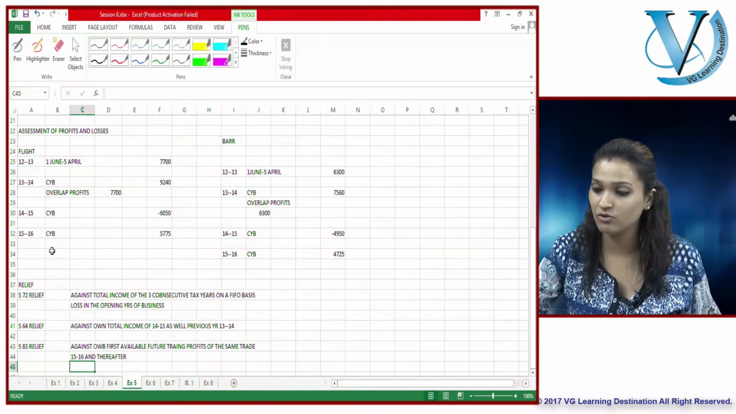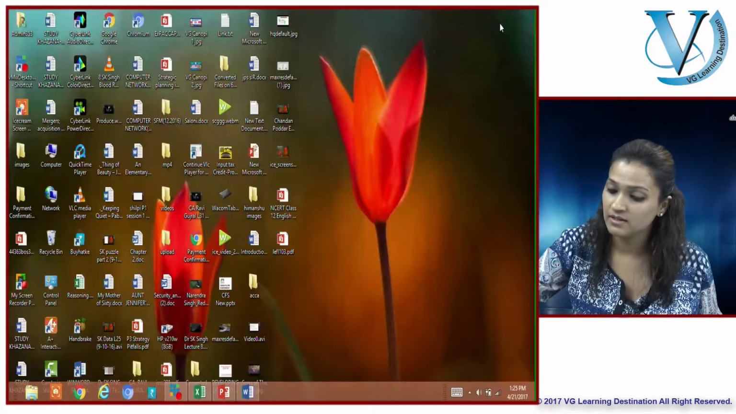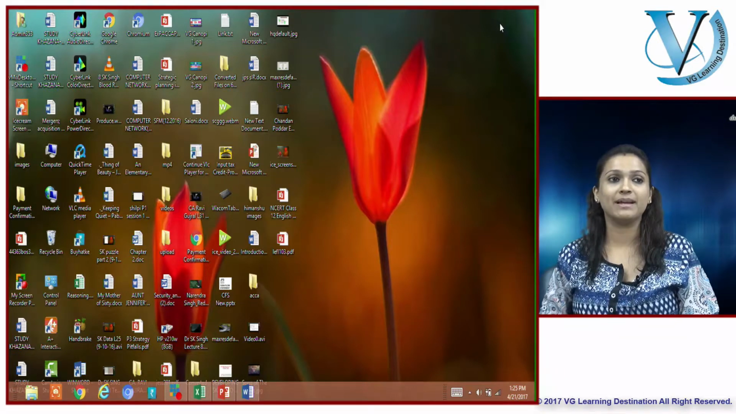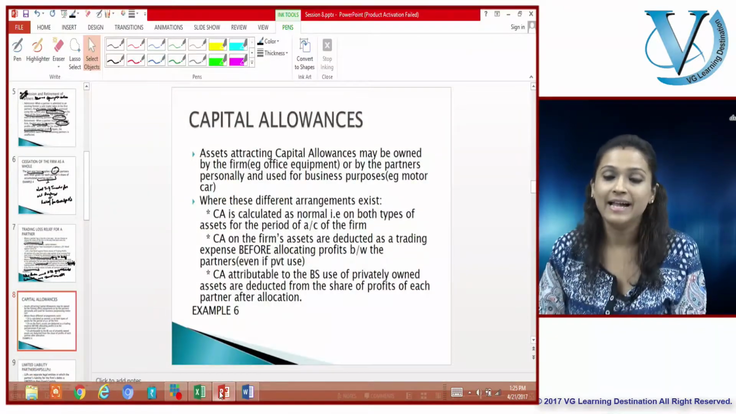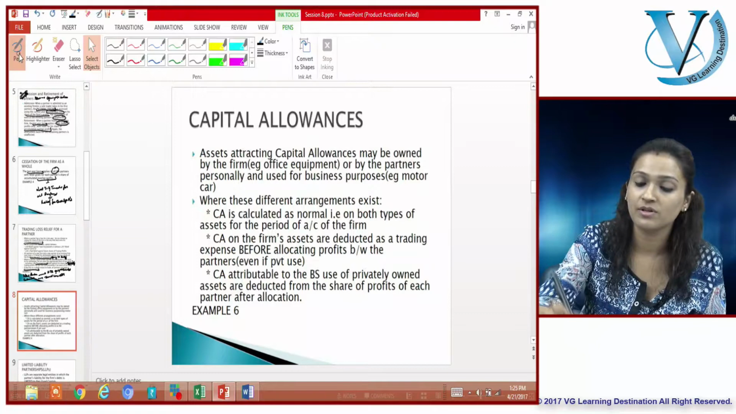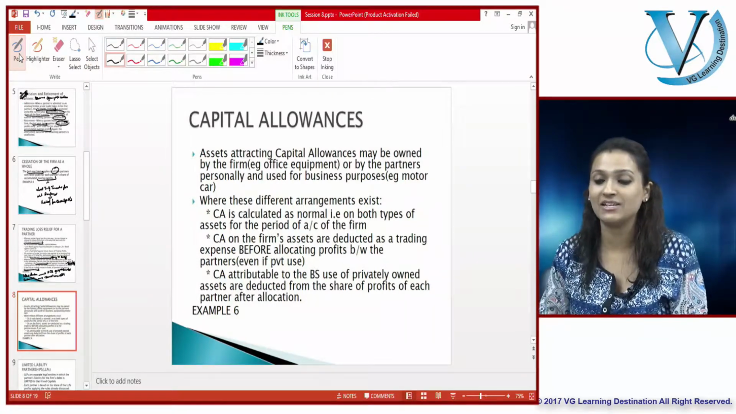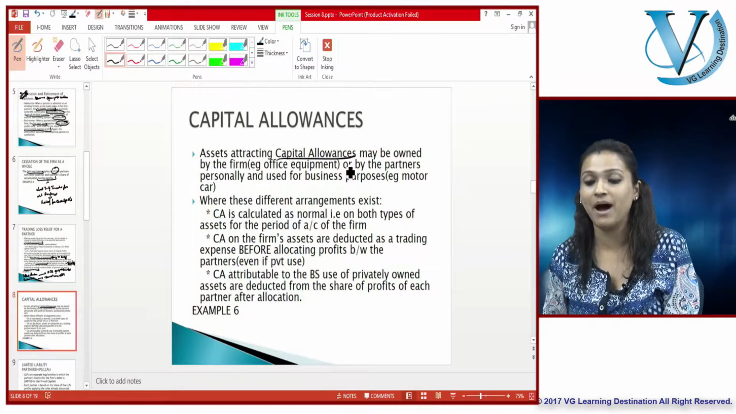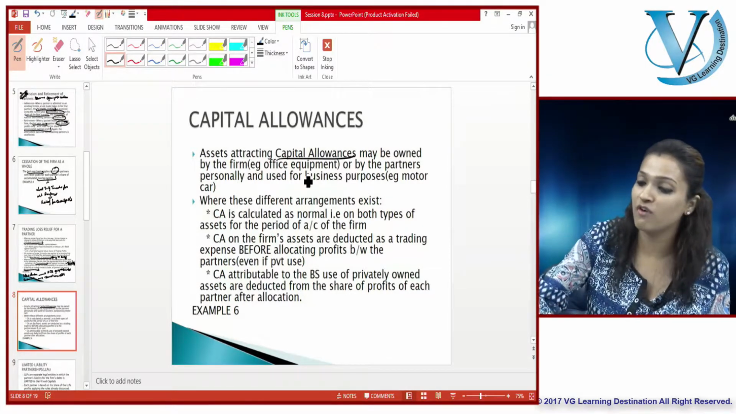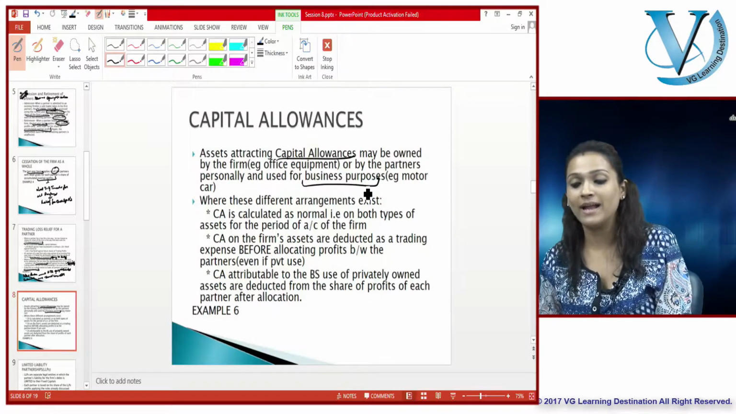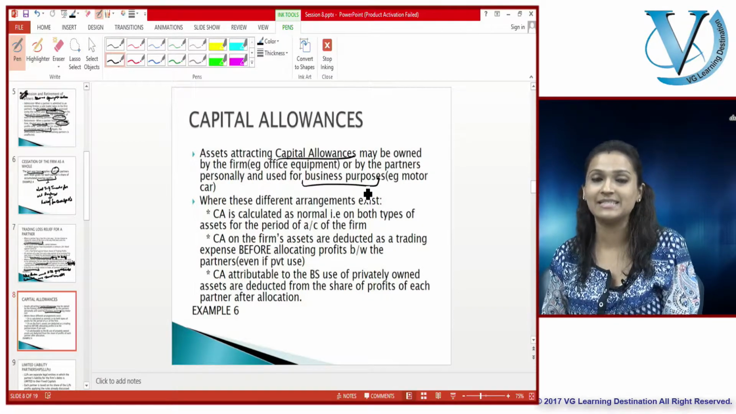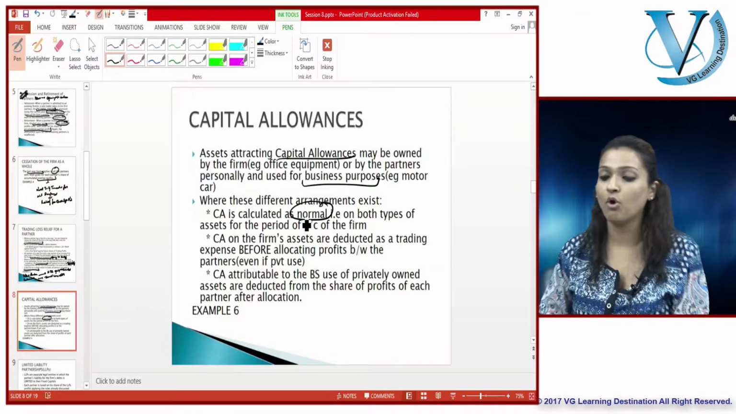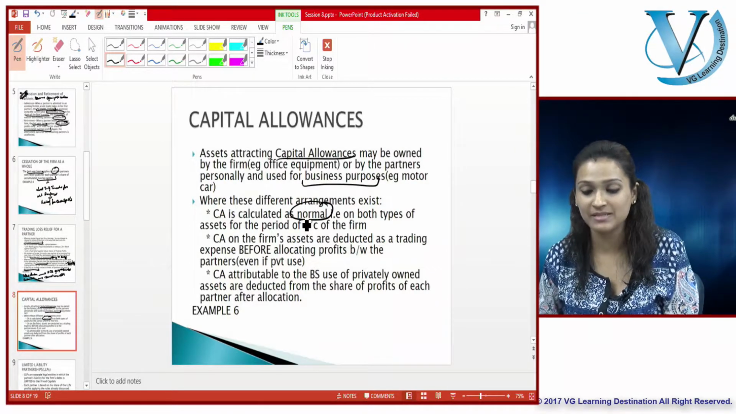Now let's get back to the rules. Now that we know what we can do with the reliefs, what sort of reliefs can be claimed, let's have a look at the rules for the capital allowances. So now capital allowances: assets attracting capital allowances may be owned by the firm or by the partners personally and used for business purposes. Where these different arrangements exist, the capital allowances are calculated as normal, that is on both types of assets for the period of account of the business.